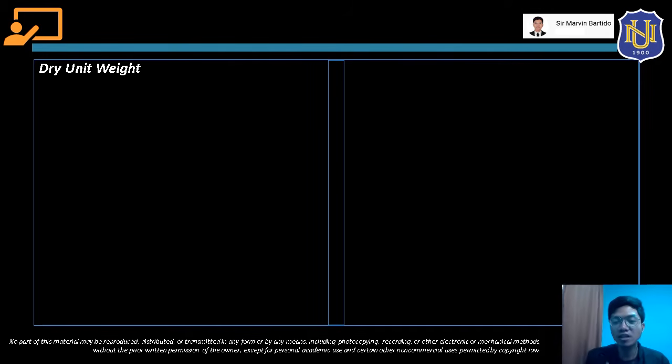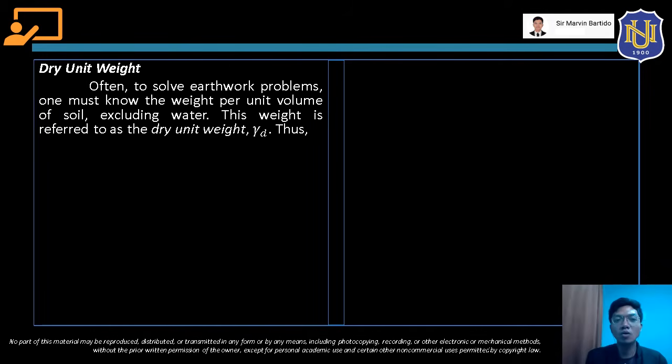Okay, ngayon class, for dry unit weight naman, it is often necessary class na alamin natin yung value ng dry unit weight kasi ginagamit siya to solve earthwork problems. Okay, so yung dry unit weight class, this is the weight per unit volume of soil excluding water. Okay, so class, kung kanina doon sa unit weight, 'di ba, yun ay total weight over total volume.